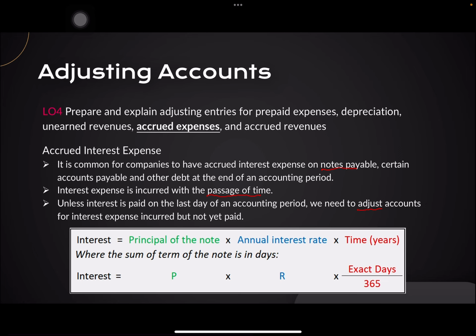And if it is less than a year, just divide by 365 days. Your numerator would be the life or term of the note payable, all over 365 days, to get the exact duration of the note payable. So let's take one example.